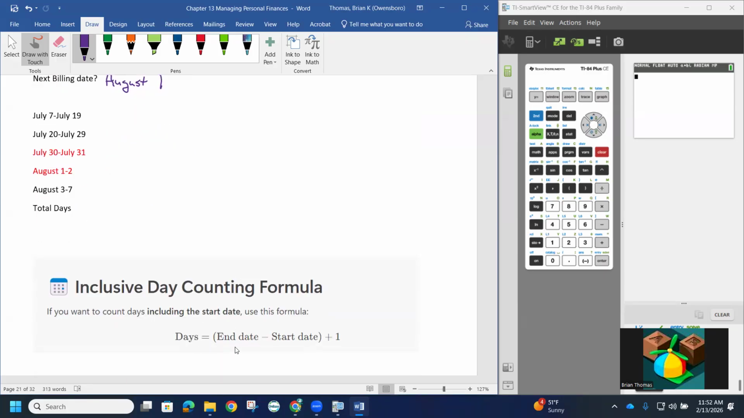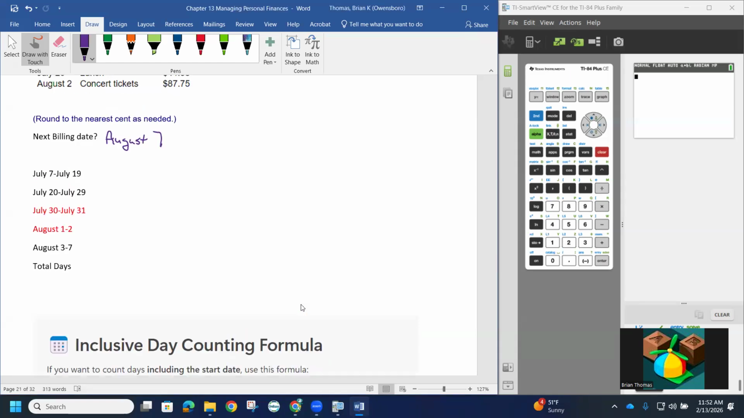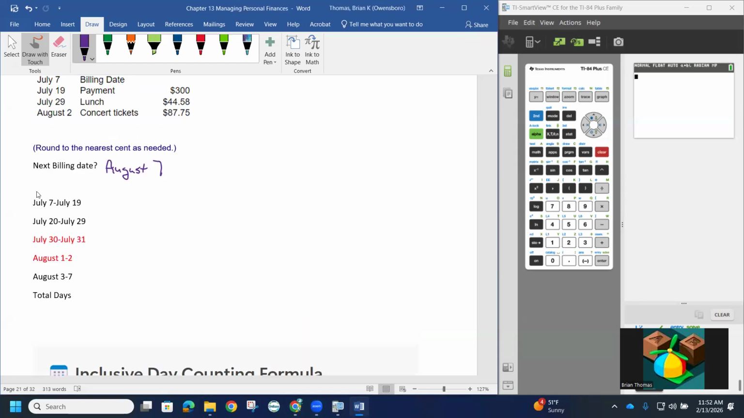So to count days, what you need is the end date, subtract the start date, and add one, since we're including the start date. So if I want to find out how many days there are from July 7th to July 19th, what I can do is go 19 minus 7 and add 1, which would be 13. So the balance stays the same for 13 days.